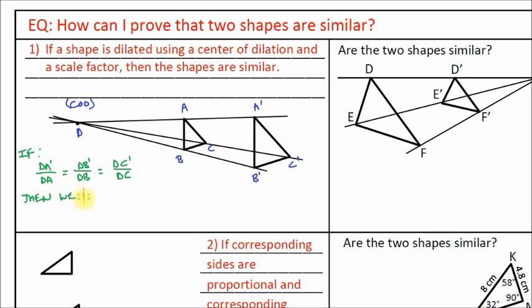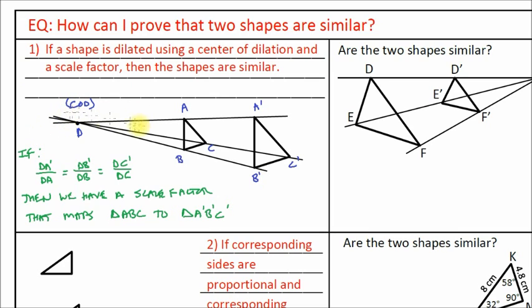So if we can show that this statement is true, then we have a scale factor that maps. When we say maps, it means that copies, so that maps triangle ABC to triangle A prime, B prime, C prime. So here's our proof.